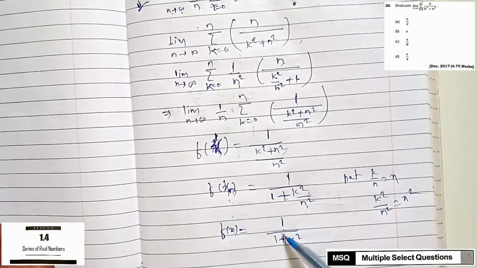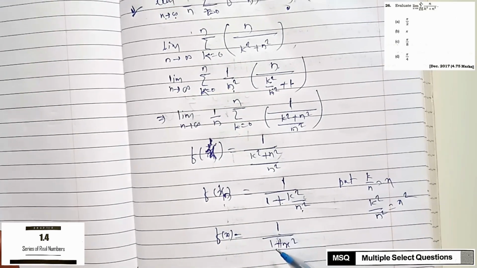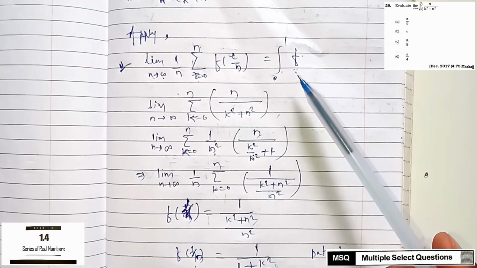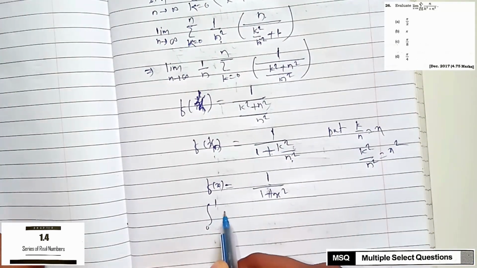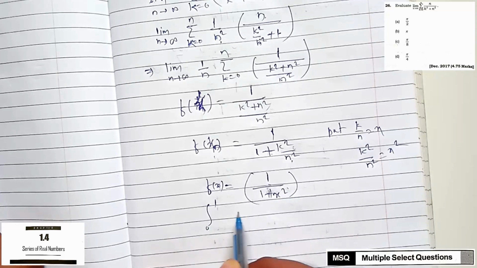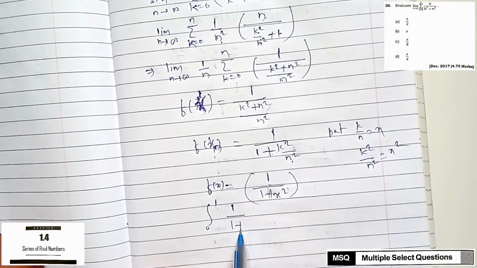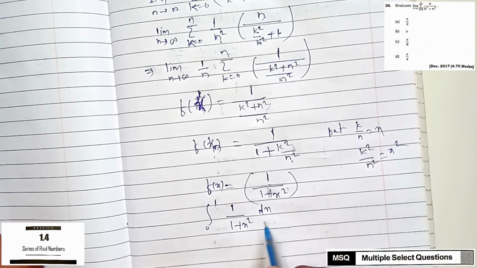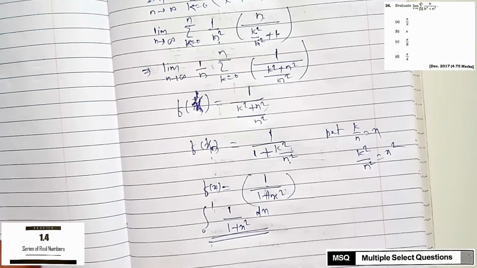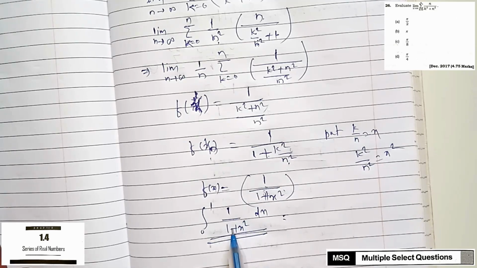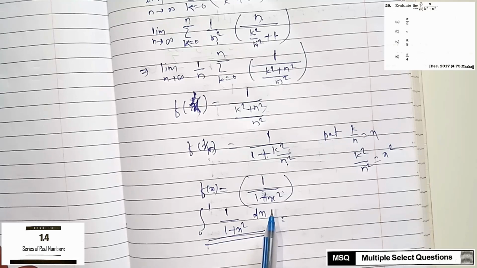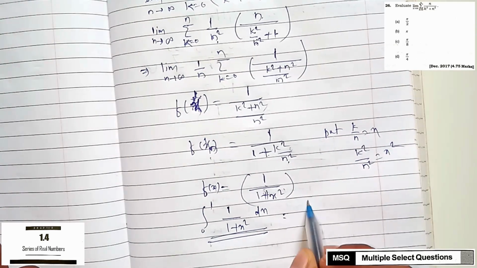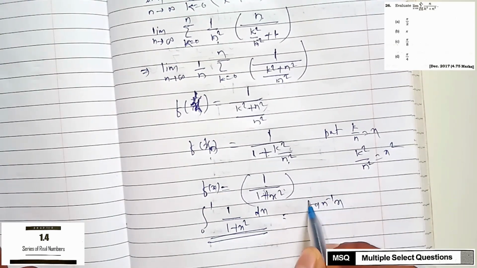Now we have to replace the value of f of x which I got here into the integral. So we get the integration from 0 to 1 of 1 upon 1 plus x square dx. We want the integration of this value. For finding the integration, go for the standard result: the integration of 1 upon 1 plus x square has the standard integral tan inverse of x.